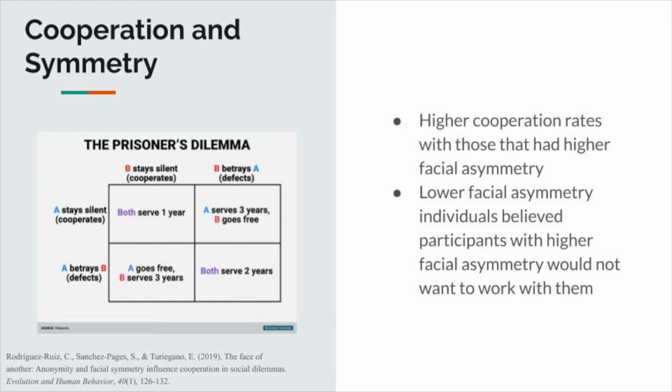So, the researchers found that there were higher cooperation rates with those that had higher facial asymmetry, and more participants wanted to work with those who had higher facial asymmetry as well. So, this may seem to support facial symmetry being evolutionarily adaptive because those with lower symmetry may have been more cooperative as a way to compensate for potentially lower genetic quality.